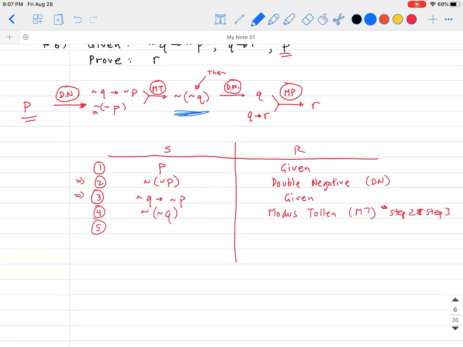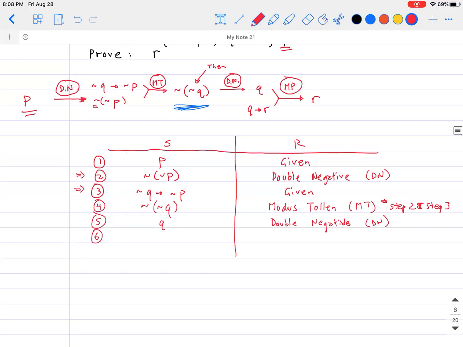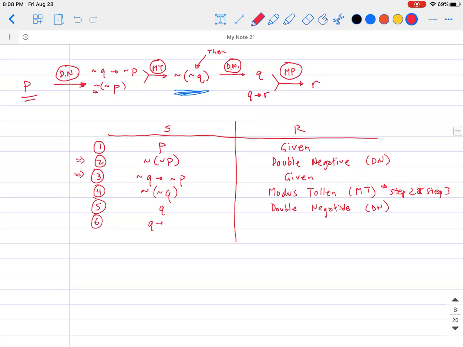Step 4, as of right now, is where we are in our proof. Did I say step 4? No, I mean step 5. Step 5: we're going to take that double negation and change it back to just the regular statement, so it's just going to be Q. The reason for that is the double negative, or negation. I better keep it consistent. So there's DN. Now we're going to take our last part of the given and combine it with step 5. So I know Q right now.